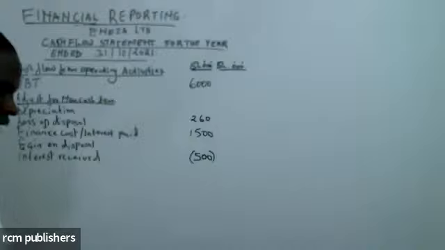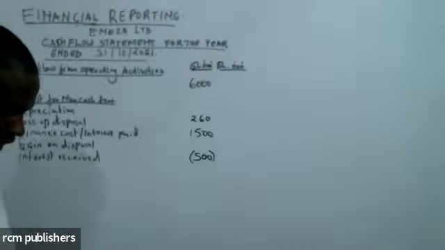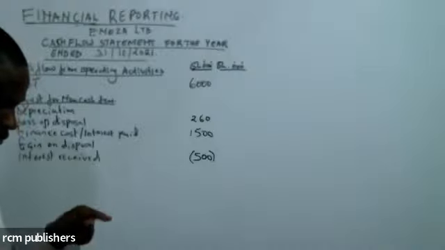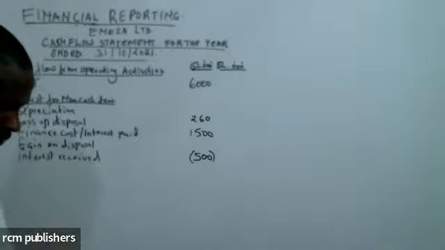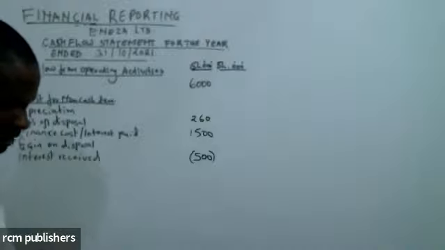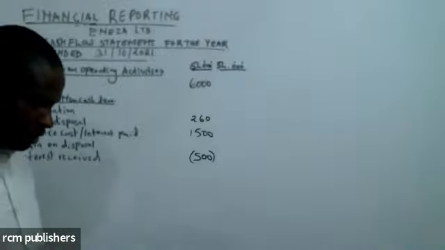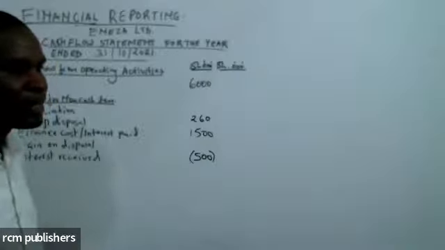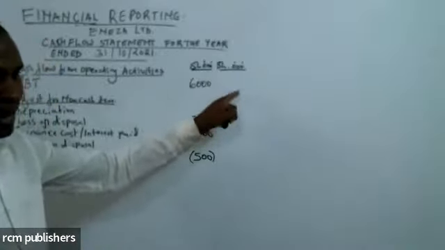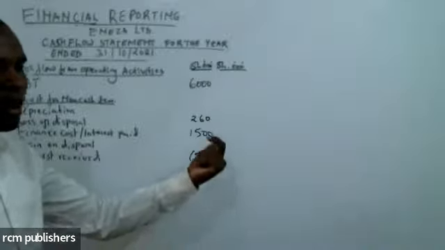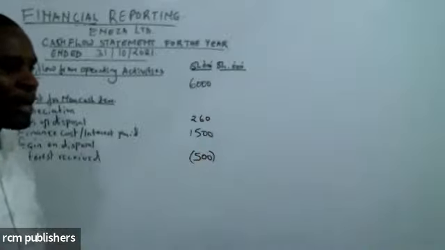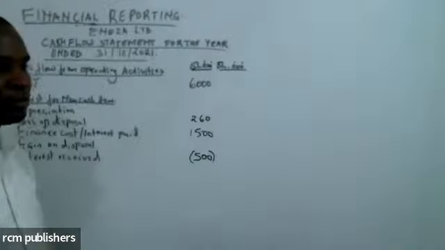All right. Now, let's look at this item that was sold, the item that was disposed. Can you tell me what was the cost of that item? There was an item that was disposed. Investment. It was disposed at 600. And what was its balance brought down in the statement of financial position?